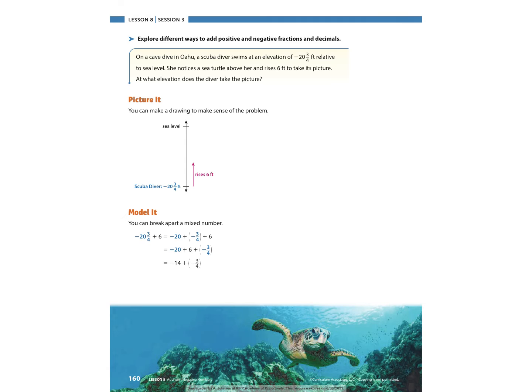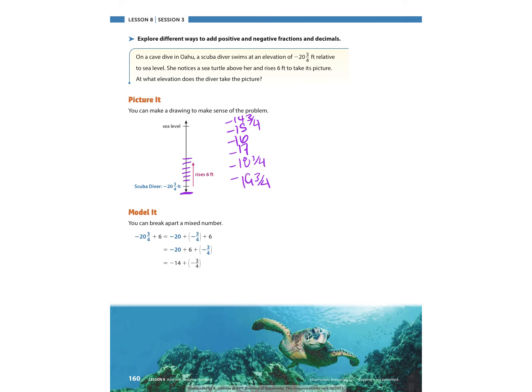So you can model this on a number line, right? You can start at negative 20 and 3/4 feet. And then if you go up 6, 1, 2, 3, 4, 5, 6, right? The first one would be negative 19 and 3/4, and then negative 18 and 3/4, negative 17, 16, 15, 14 and 3/4. So you can do it that way as well.